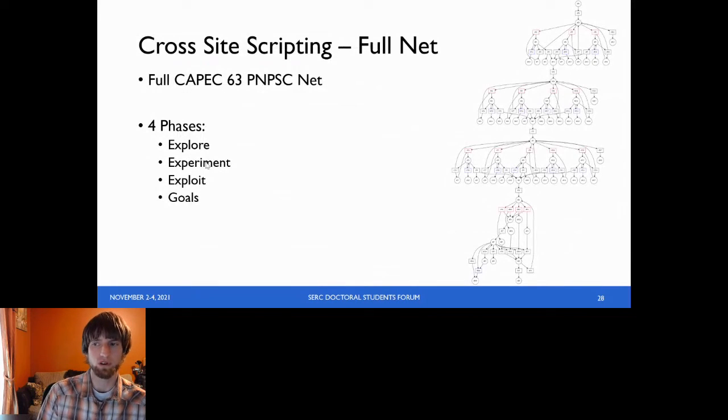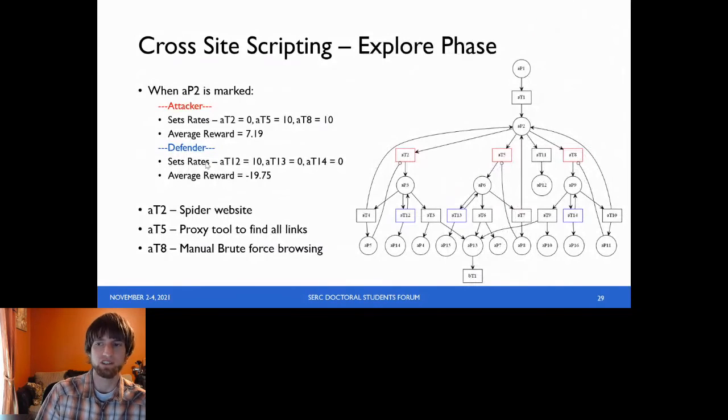So I'm showing the whole cross-site scripting net just for reference. There are 4 phases: explore, experiment, exploit, and goals. Over the next few slides, I'm going to go over these individually. I just wanted to point out that all of these are connected in a larger net. It's not really clear in PowerPoint when you see them chopped up, but this is what the full net looks like. So the first phase is the explore phase.